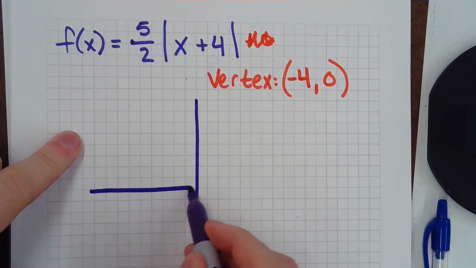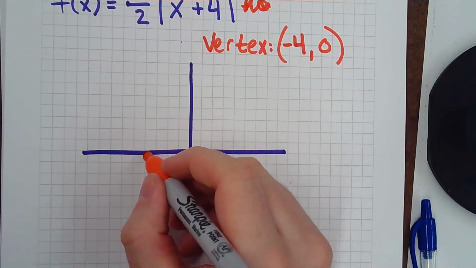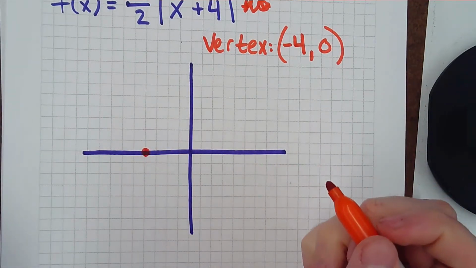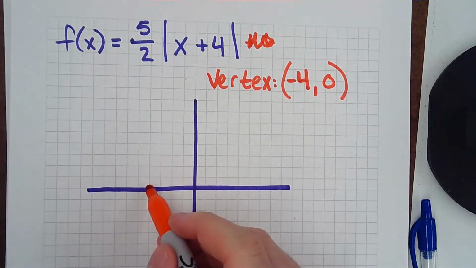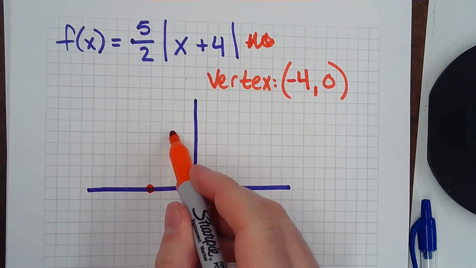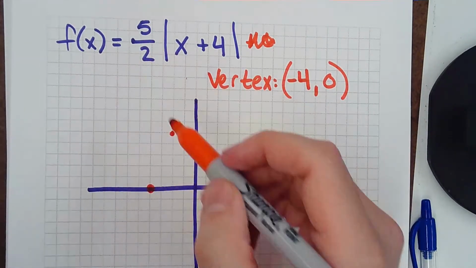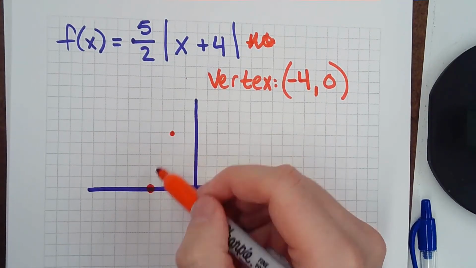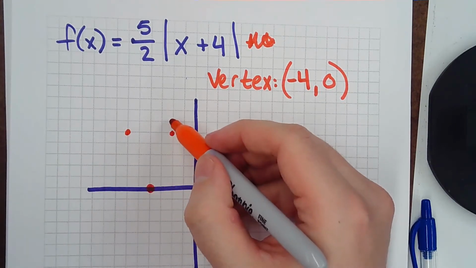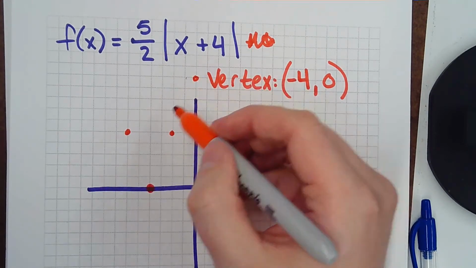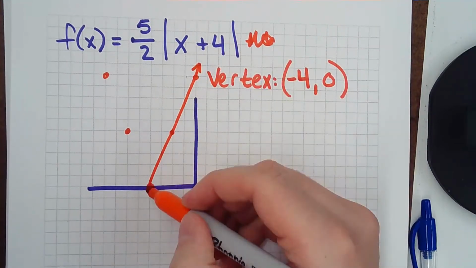So -4 comma 0. 1, 2, 3, 4. That's our vertex. And then we do up 5 over 2 for our slope. 1, 2, 3, 4, 5 over 2. And because this is absolute value, and we know this is our vertex, we know it's opening up because it's positive. And that's our right side of our V, so now we need to make the left side. We can keep doing this, going 5 over 2 each time. And there's our V.